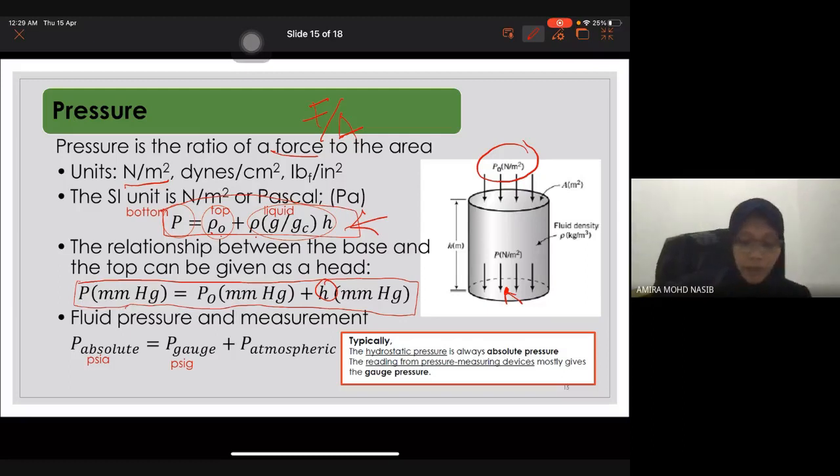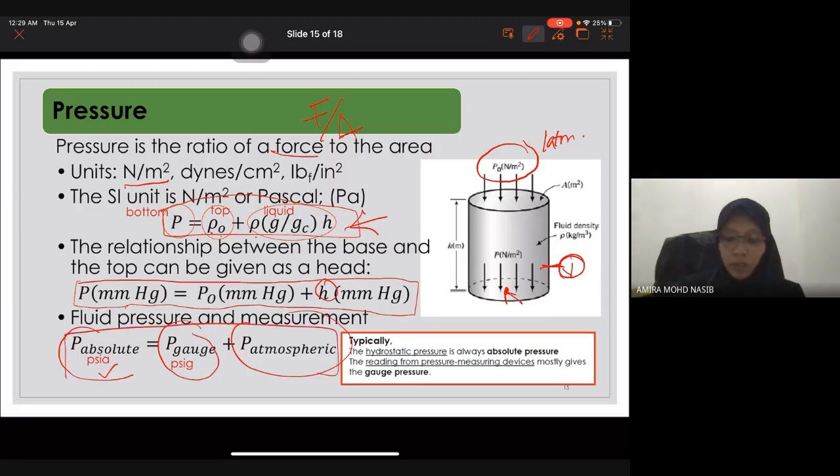Alright, this one is P absolute equals P gauge plus P atmospheric. So if you want to calculate the P absolute here, you need to know the P gauge, where you put a pressure gauge here, where you can read the pressure, the indicator here. P atmospheric is basically 1 atm. Okay, so this is another equation that you need to be familiar with. Alright, what is P gauge, what is P atmospheric?